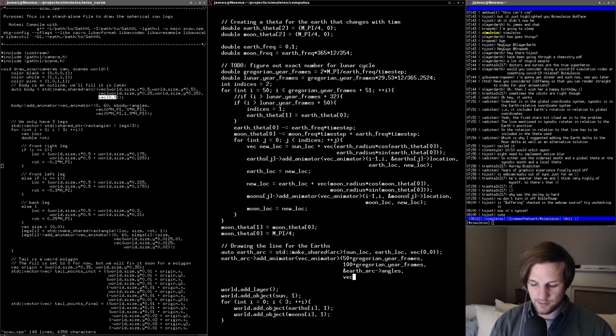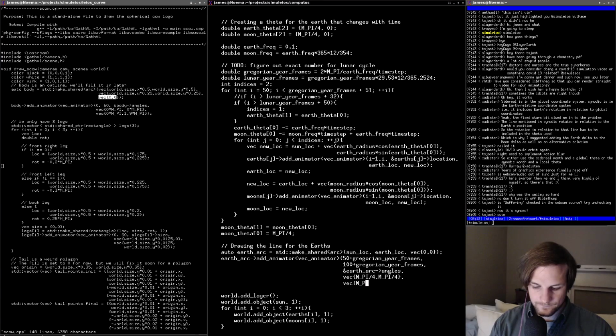I see. Okay, I'm understanding now. So it should be vec of m_pi over 4, and then it will be going to m_pi over 4. So that should be our initial vector. And then the final vector should be vec of m pi over 4.